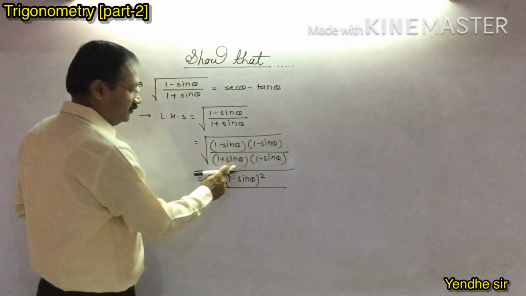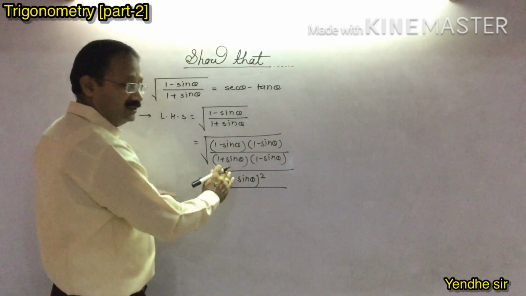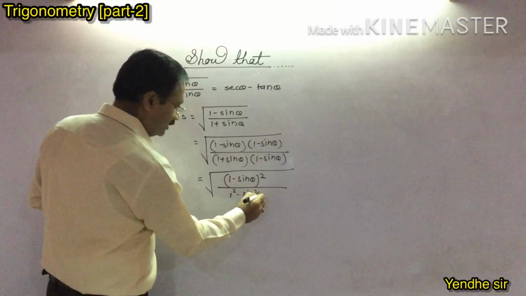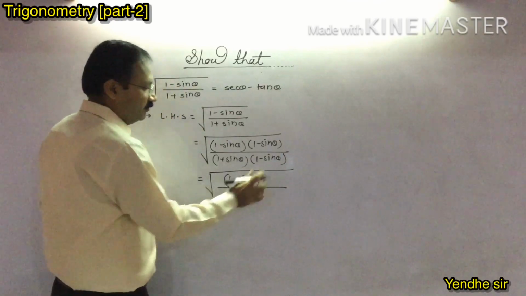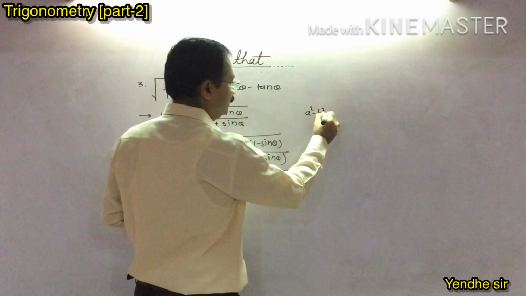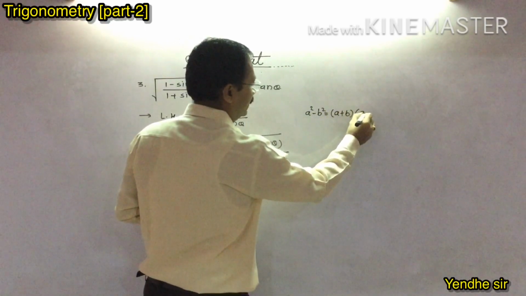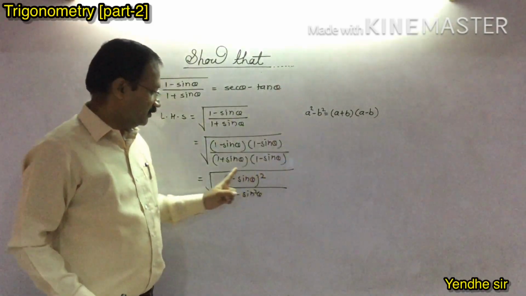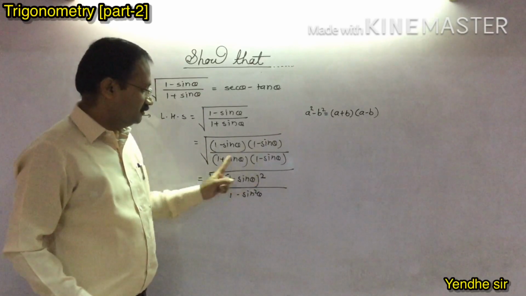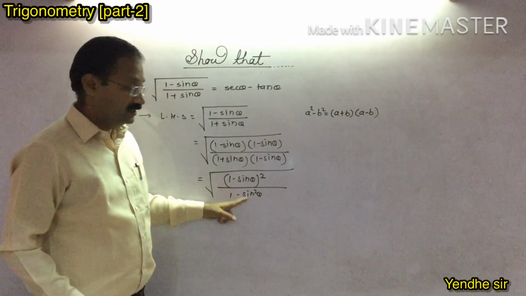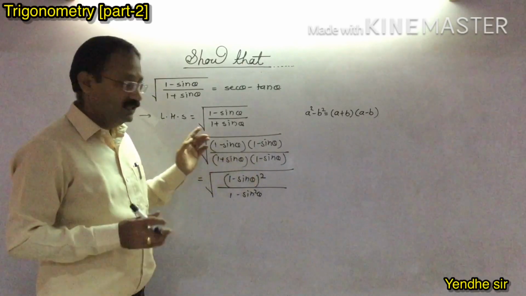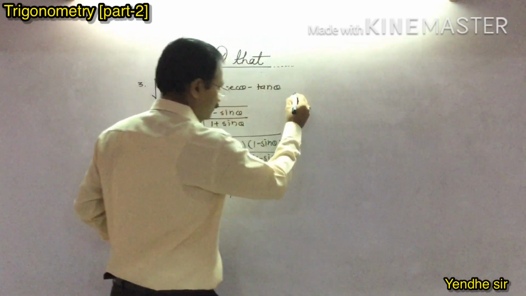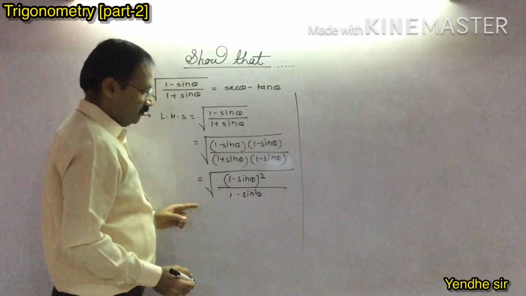Now see this one, (1 plus sin theta)(1 minus sin theta) is a separate one, which we can write as 1 square minus sin square theta. But 1 square is 1. We know the formula a square minus b square equals (a plus b)(a minus b). So this is the split formula for this one, and instead of this I have written 1 minus sin square theta. This is not a bracket square, because it is the factors of a square minus b square. Okay, so here I am going to write the formula.